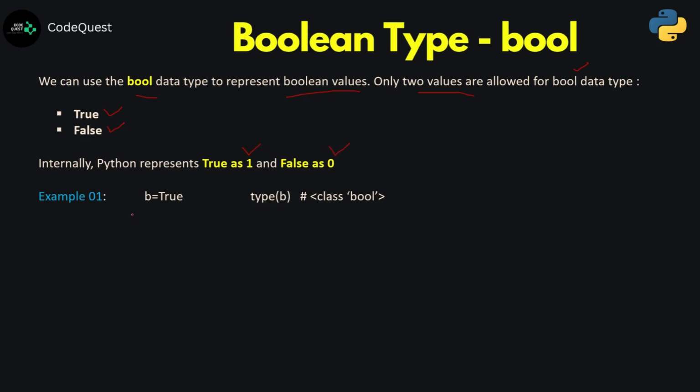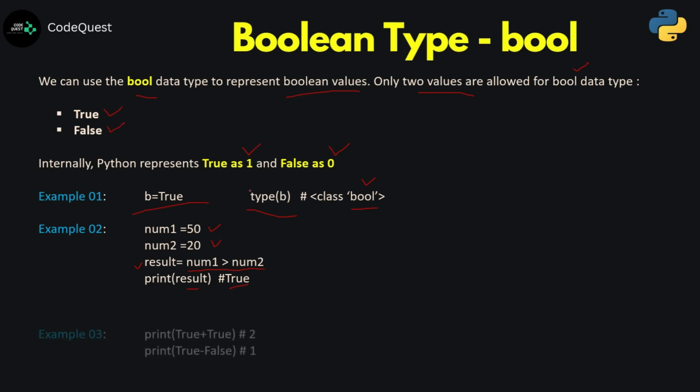For example, here we have taken b equal to True. When I verify the type of b, I get the class that it belongs to, which is bool. Mostly we use the bool data type for comparison. Let's say here we have taken num1 equal to 50, num2 equal to 20, and I'm verifying whether num1 is greater than num2. 50 greater than 20 is True, so this result carries the boolean value, which is nothing but True.